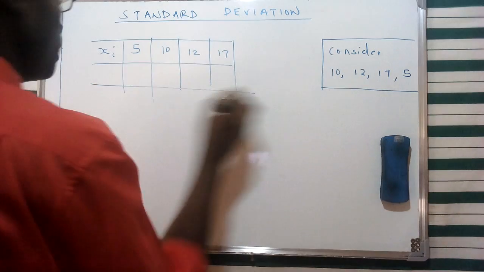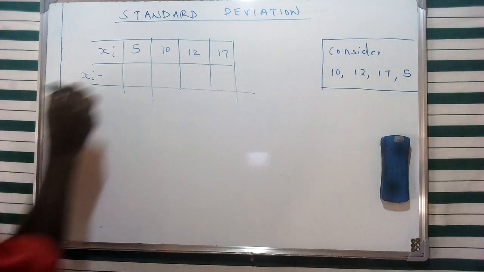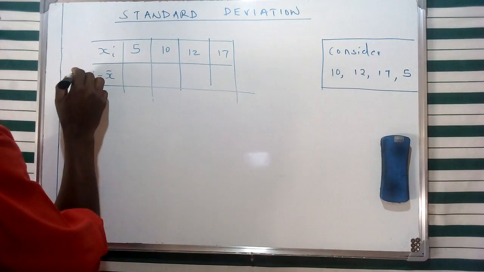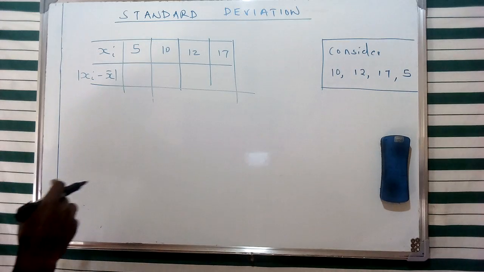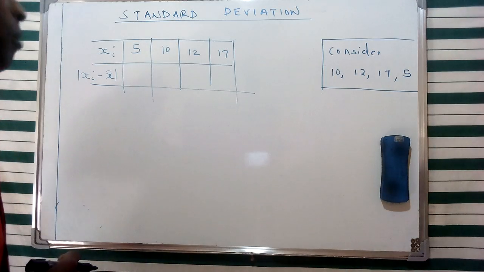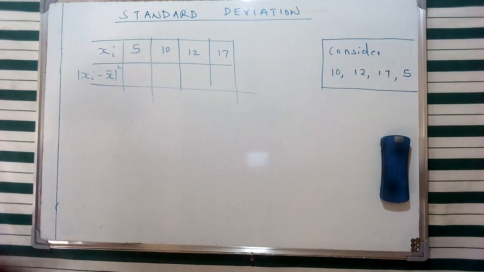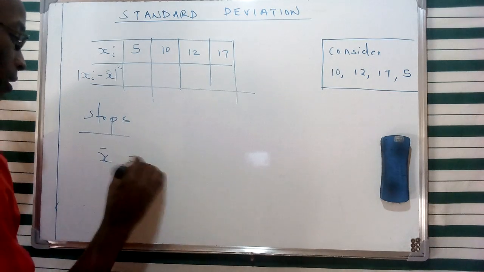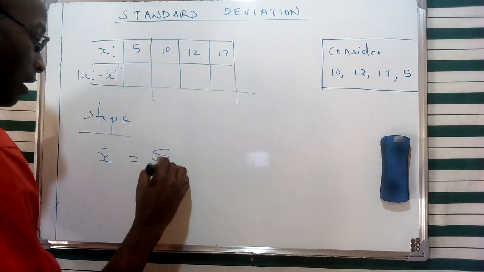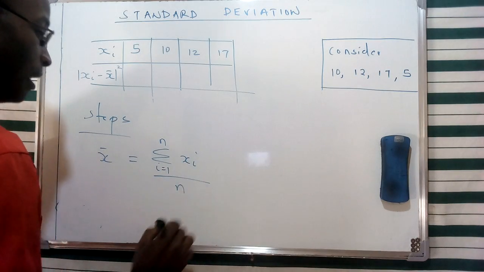So the first one is 5, and then we are going to have 10, 12, and 17 in ascending order. For us, we're going to find the variance, which is going to be that particular observation minus the mean. And to find the population variance or the sample variance, we're going to square our values. So the first concept is finding the mean, which is the summation from 1 to n of the values of xi divided by n.